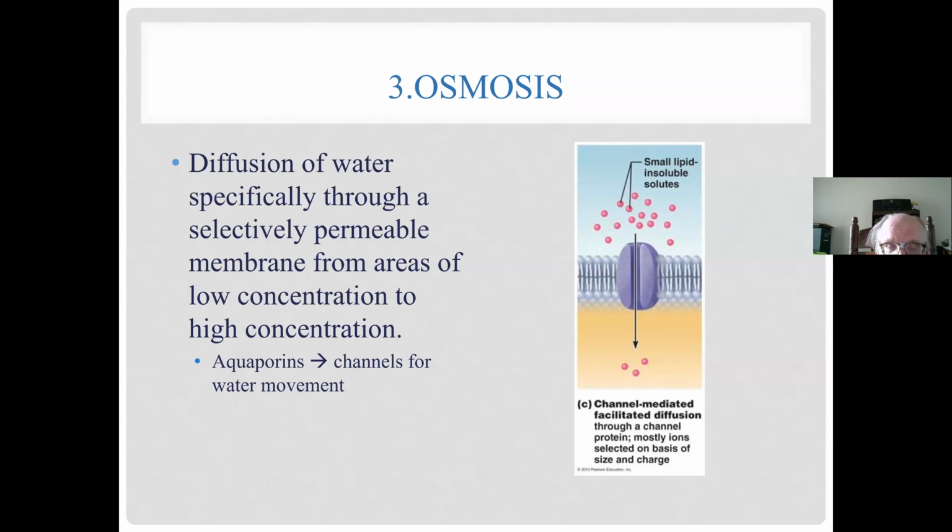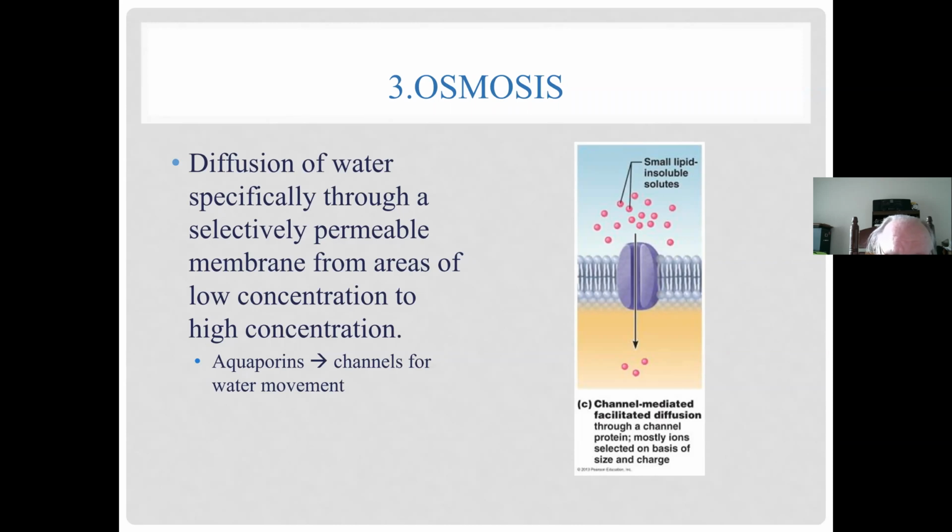You will also hear the definition: water moves from an area of low concentration, that's low solute concentration, that's low dissolved particles, to an area of high concentration, that is a high solute concentration or a larger number of dissolved particles. And that means if you put a cell with a high solute concentration, the number of particles inside the cell is much greater than the number of particles outside the cell.